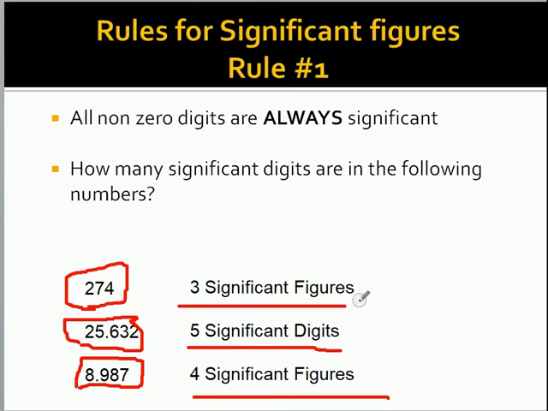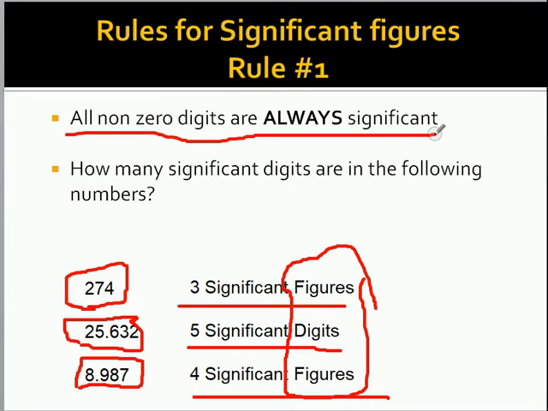Please notice the difference between figures and digits, and all non-zero digits are always significant. So none of them are 0. So that's your rule 1, by the way. That's rule 1 for significant digits.